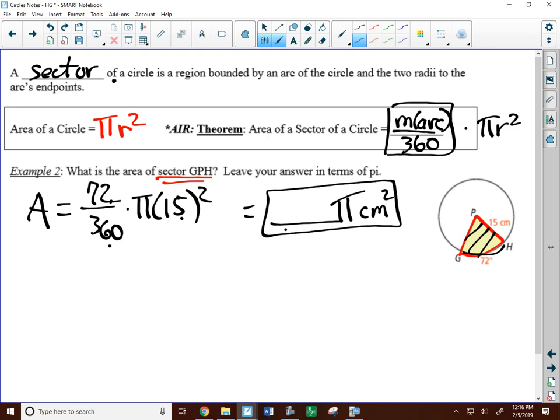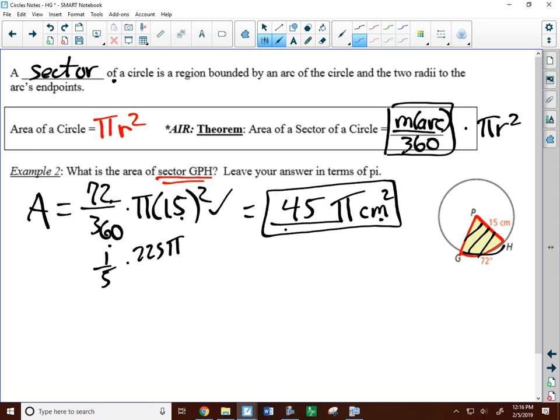Somebody want to help me out? What'd you get for that? 45. And again, you could reduce. This would be 1/5, and 15 squared is 225. You don't have to show that work though. It's nice to have just a setup step here and then that answer. Oh, and notice I put squared centimeters because this is area, so it's squared units.